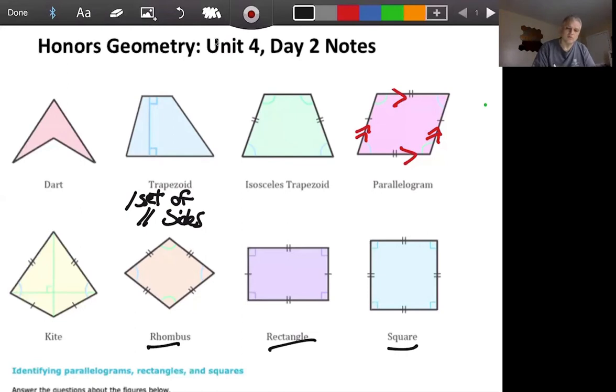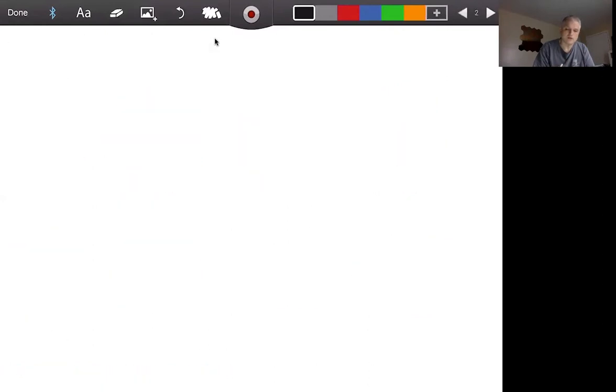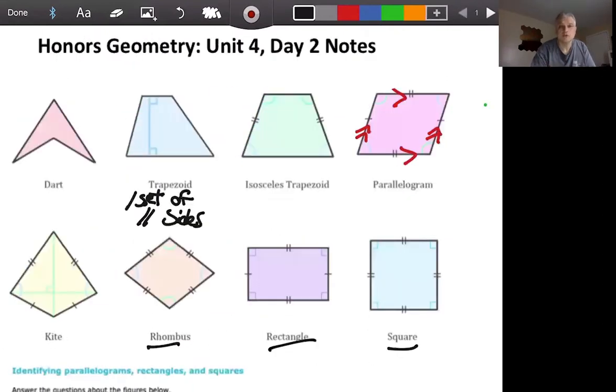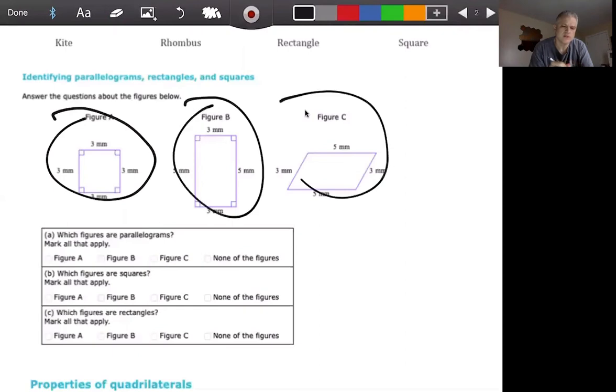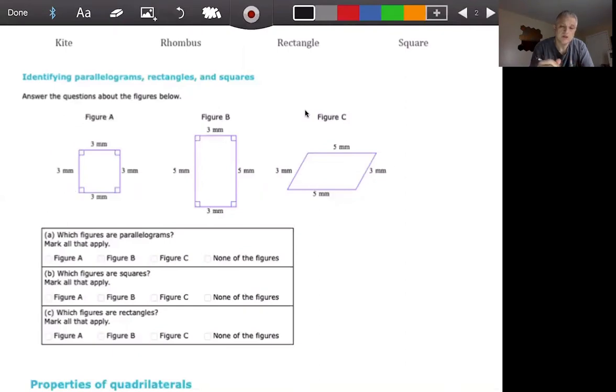Okay, so that should be enough information to help us to identify parallelograms, rectangles, and squares. So let's pop down to this first topic and let's answer some questions. So identifying parallelograms, rectangles, and squares. This question gives you 3 figures, figures A, B, and C. And we're going to look at these questions. Which figures are parallelograms? Okay, remember parallelograms have 2 sets of opposite sides that are parallel.